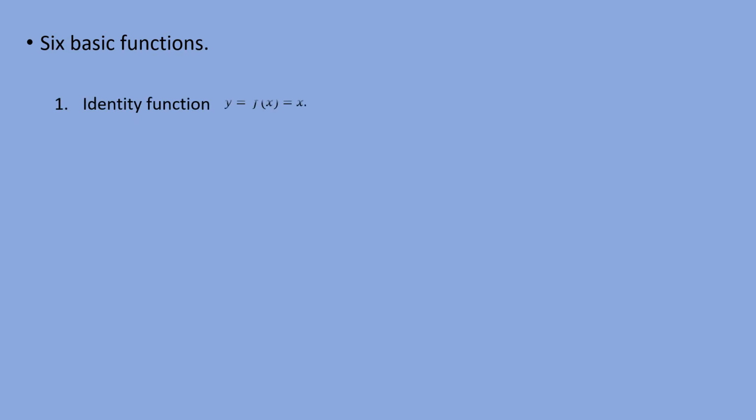We have an identity function where each element x is mapped onto y. X and y are one and the same. That is, 1 is mapped onto 1 itself, 2 is mapped onto 2, 3 is mapped onto 3. So that is an identity function, and the graph looks like this.